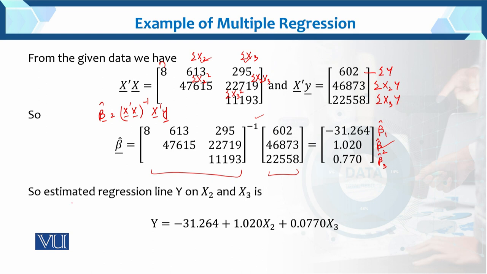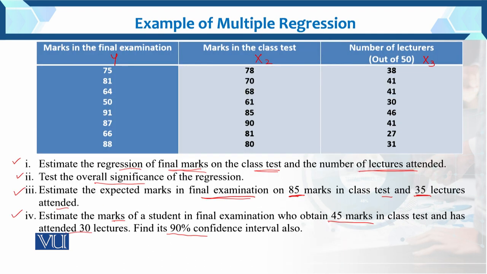So the estimated regression line y on x2 and x3, this is the regression model. Here is the y, this is the response or the dependent variable, equals to beta 1, beta 1 kya hai, minus 31.264 plus beta 2, beta 2 1.020 x2, and the last beta 3 0.070 x3. Ye hamare paas kya aa gayi? Regression equation aa gayi. So first part hamare paas kya tha? First is the estimate the regression of the final exam on the class test and the number of lectures he attended.